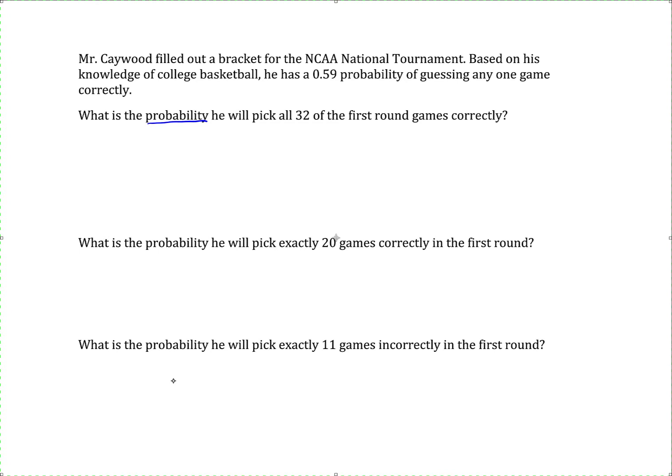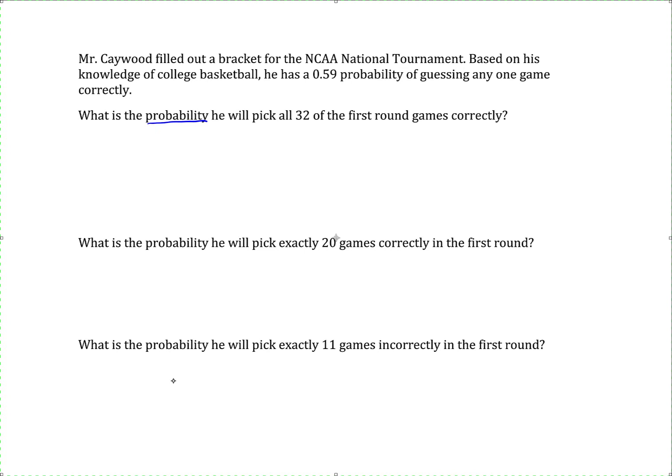We have a fixed number of trials. There's 32 games in the first round, so he would be picking 32 games, one outcome, and would either be wrong or right on each one. So a fixed number of trials. And we can assume these are independent because he's got a 59% probability of guessing any one game correct, and that's not going to change from one guess to the next. So we can assume independence, and therefore this meets all the requirements of a binomial distribution.